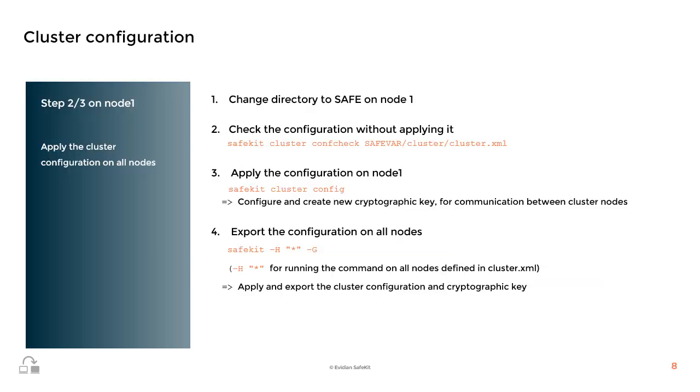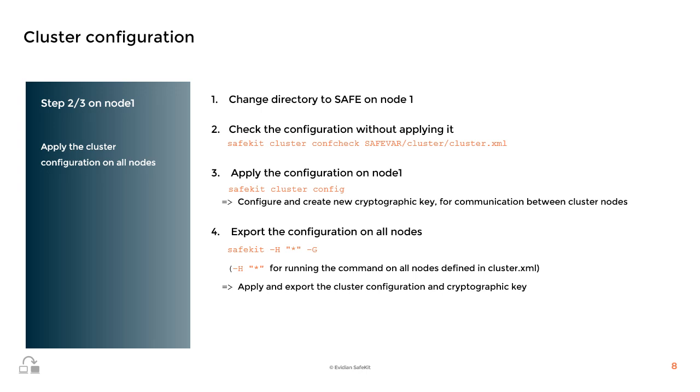Now let's go to the second step, which consists of applying the cluster configuration on all nodes. Let's begin by changing the directory to the root directory of SafeKit on Node 1, where the SafeKit command is located. Then, check the configuration without applying it. This can be done using the SafeKit cluster confcheck command. This command ensures that the local cluster.xml file is correct and ready to be applied.